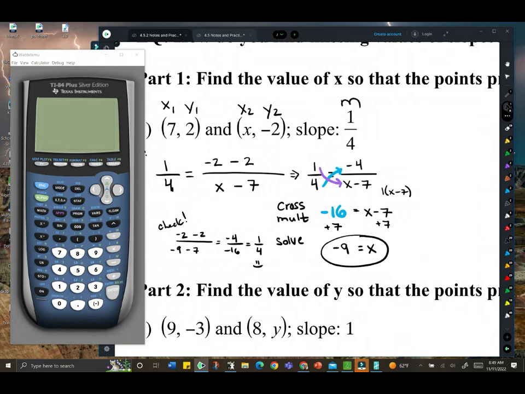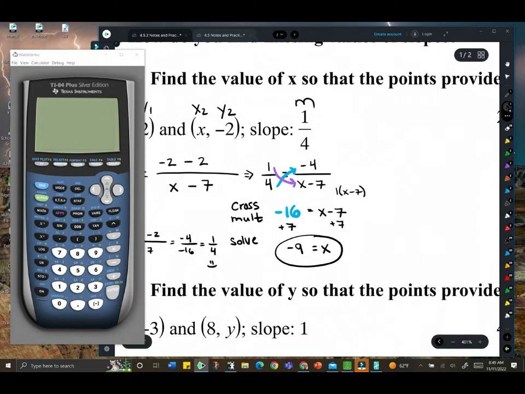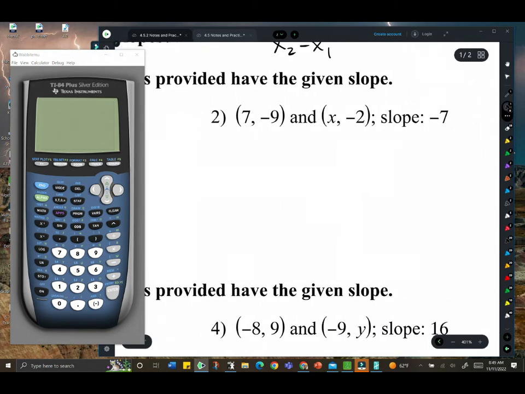So the next one is really the same idea, just some extra practice. I will give you the opportunity to try it out on your own. I'll set it up here first for you. So our slope is negative 7, which is just negative 7 over 1. And we can set that equal to negative 2 minus quantity negative 9. Remember that little trick. All over x minus 7. Okay, so I'll be quiet here as you try it out and check your work.